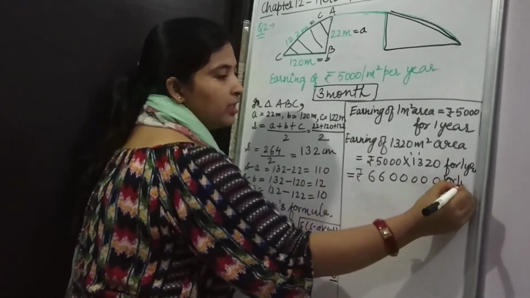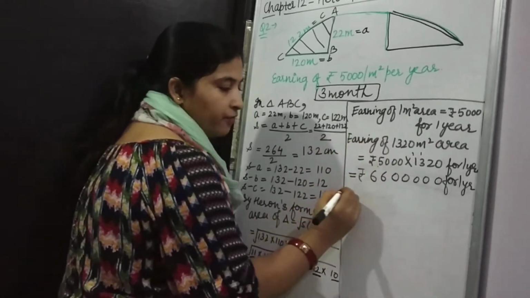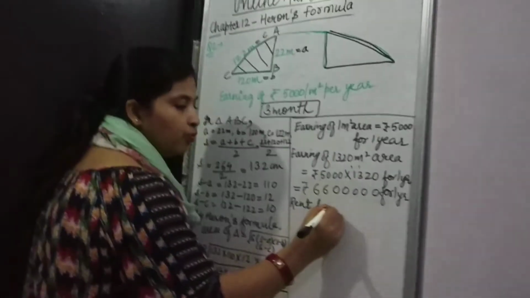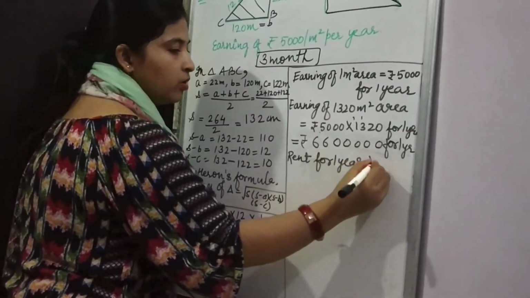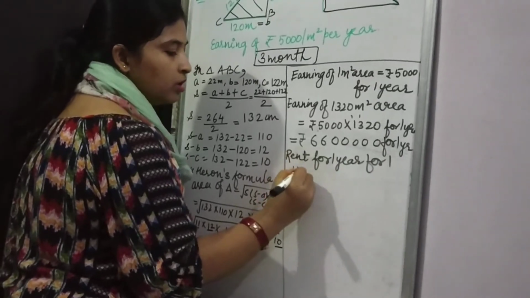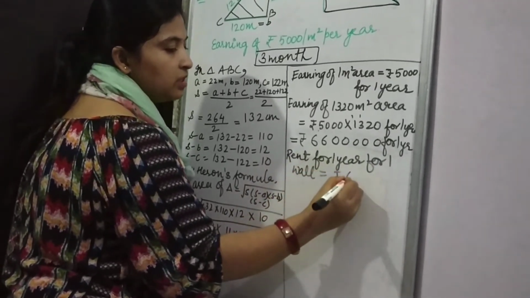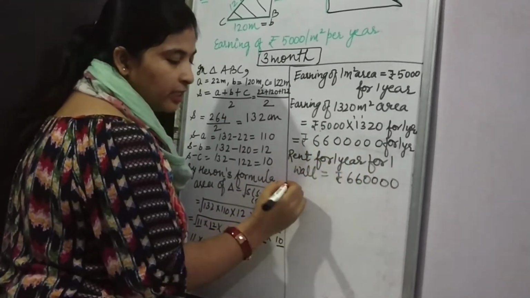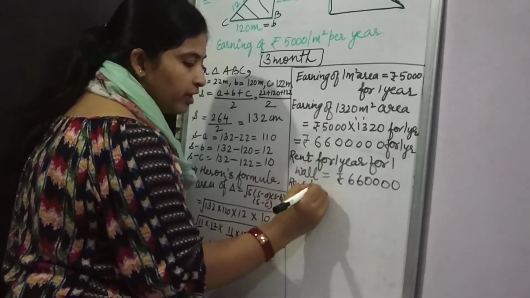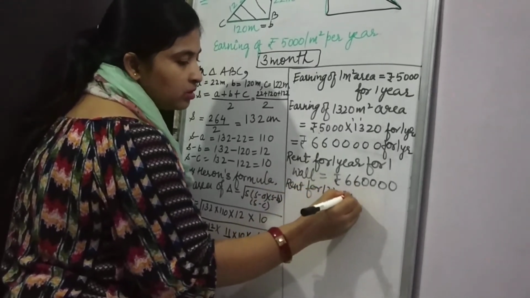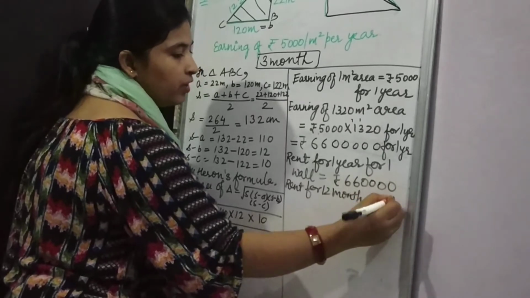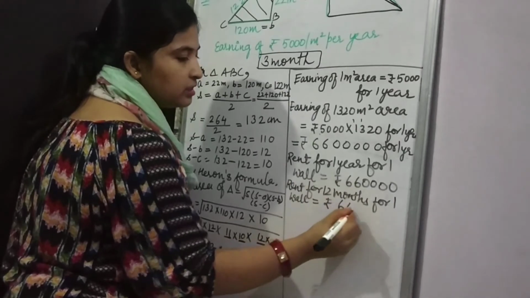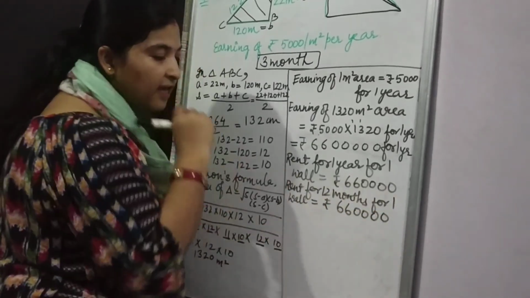This is for 1 year. Now I'll convert it again. Rent, or earning, you can write rent also. Rent for 1 year for one wall is how much? It is rupees 66 quadruple zero. Okay. In place of 1 year, can I write 12 months? Rent for 12 months for one wall is equal to rupees 660000. Okay, this is for 12 months.